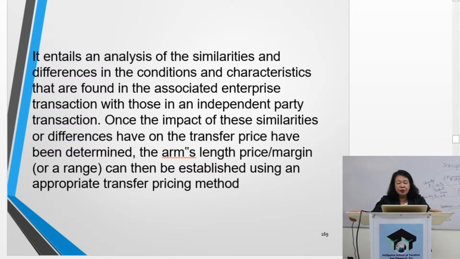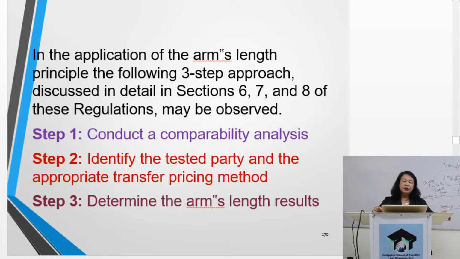So, it entails an analysis of the similarities and differences in the conditions and characteristics that are found in the associated enterprises. So, since magko-compare tayo, so titingnan natin, i-analyze natin, ano ba yung mga similarities, ano ba yung mga differences ng related party at ng independent party. No? So, once the impact of these similarities or differences have on the transfer price, na determine na po natin, so the arm's length price or margin or range can then be established using an appropriate transfer pricing method. No? So, mamaya pag-aralan natin yung transfer pricing methods, ano ba yung mga yon, no? At paano siya ginagawa. So, in the application of the arm's length principle, the following three-step approach discussed in detail in section 6, 7, and 8 of these regulations may be observed.